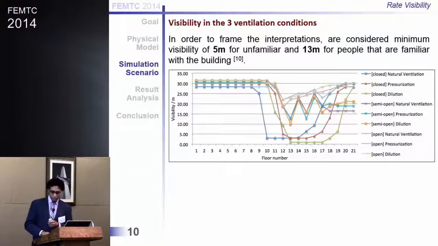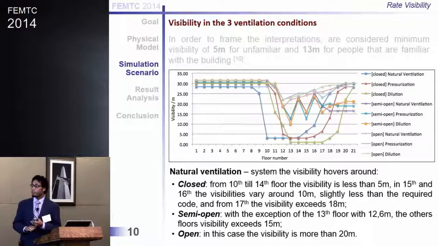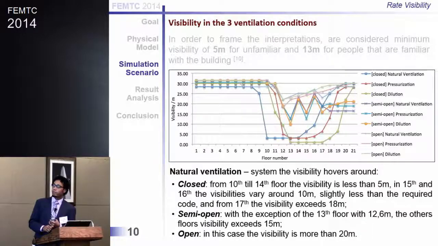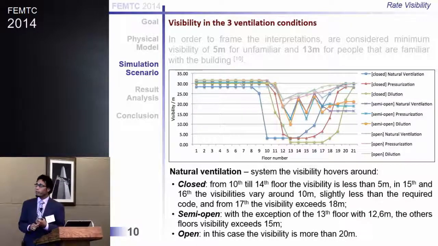We can see the natural ventilation system. When in natural ventilation everything is closed, from the 10th until the 14th floor the visibility is less than 5 meters, but we can still see it.